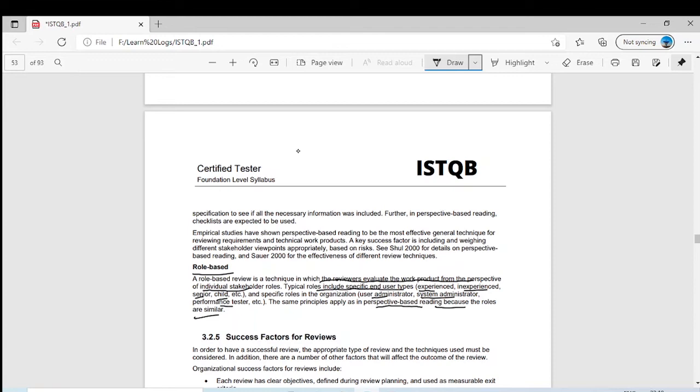Now we will go to perspective-based. In role-based review we provide a definite role to each reviewer, but perspective-based is similar to role-based, except here you only have the perspective, you don't have an individual role to perform. For example, you are a user, so it's a perspective, like you are using an app as a user, not as a senior user, a child user, a young user, old citizen, male or female, etc. It's only a perspective. Your perspective is as a user.